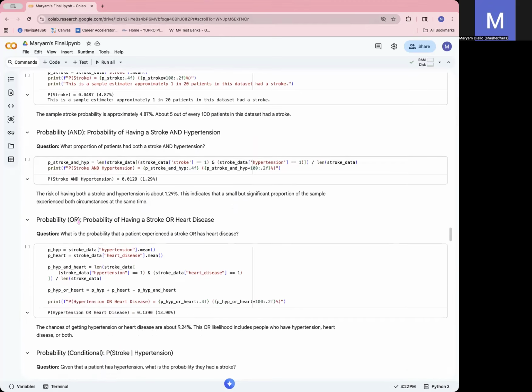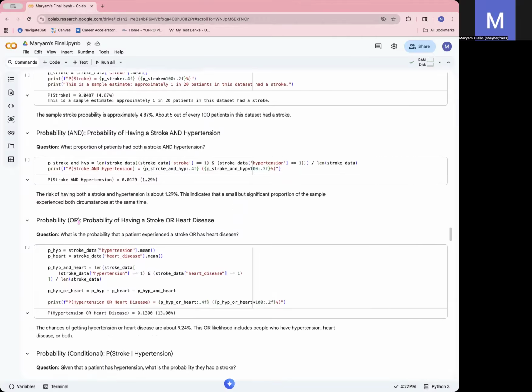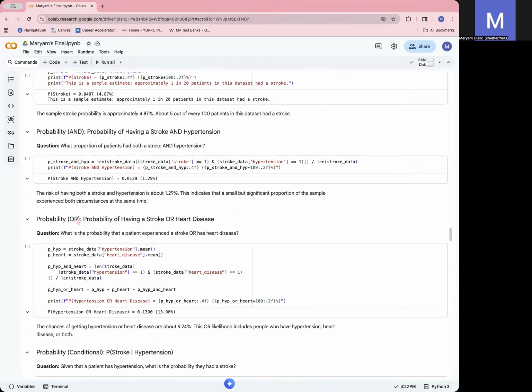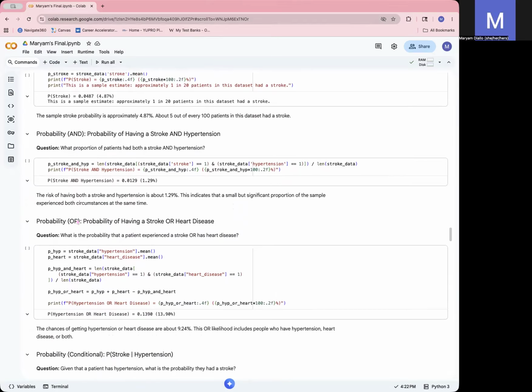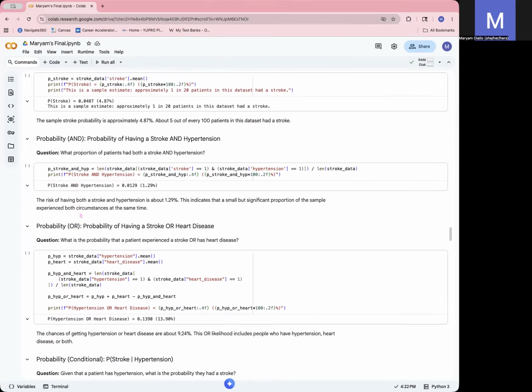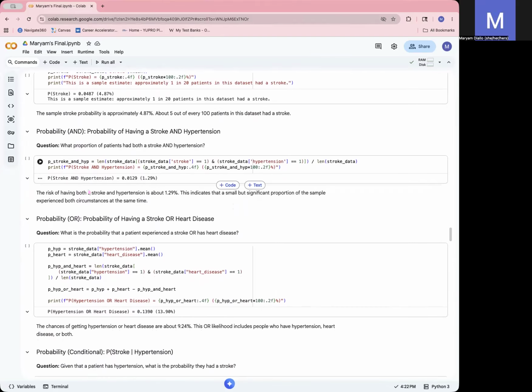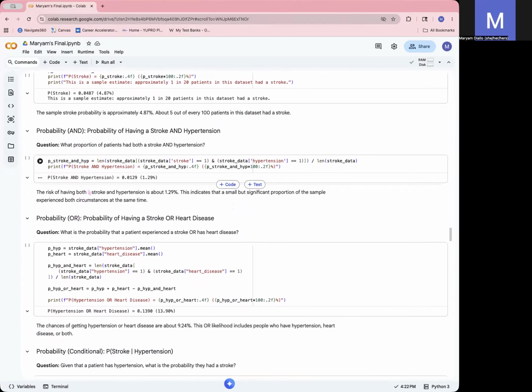Next, I calculated the AND probability. So I calculated the proportion of patients who had both a stroke and hypertension, and that came out to be about 1.29%, which is a small but meaningful share of patients experiencing both conditions simultaneously.